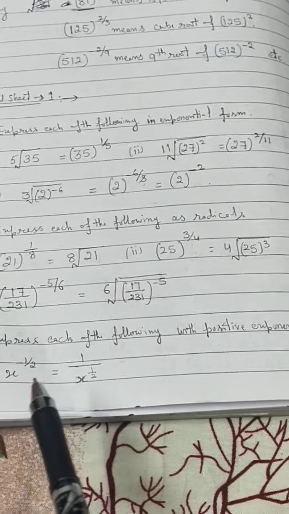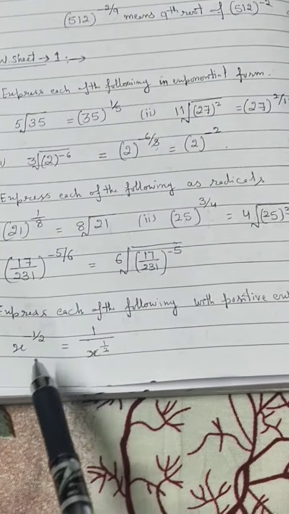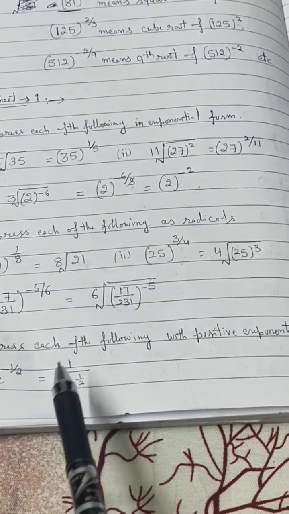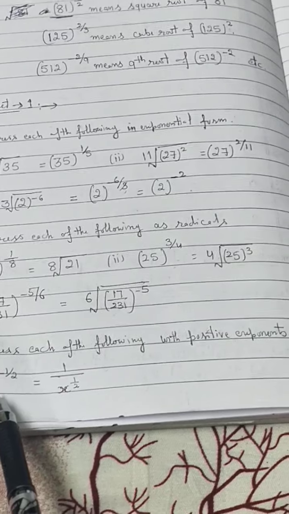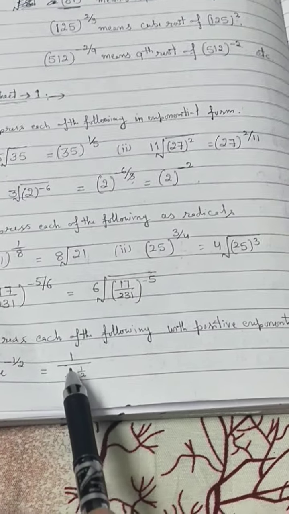Next, third, express each of the following with a positive exponent. Here a negative exponent is given. X raised to power minus 1 upon 2 is equal to 1 upon x raised to power 1 upon 2. A negative exponent makes the number its reciprocal: x upon 1 becomes 1 upon x.